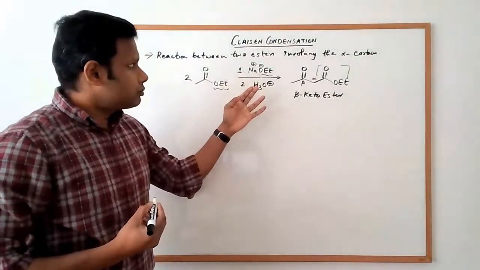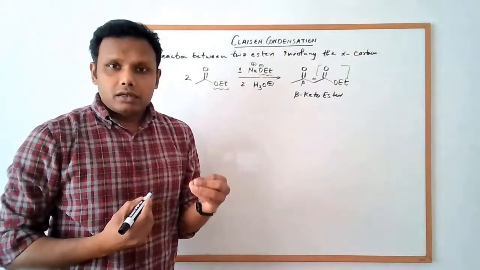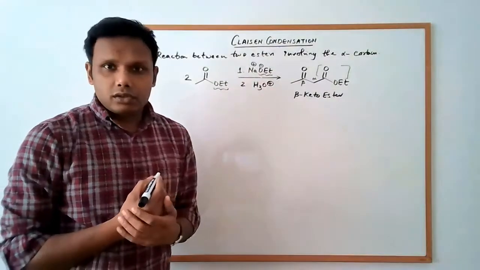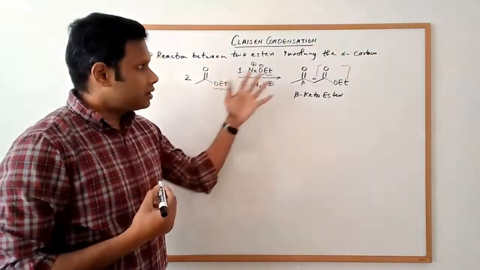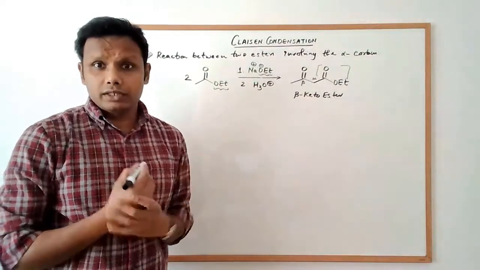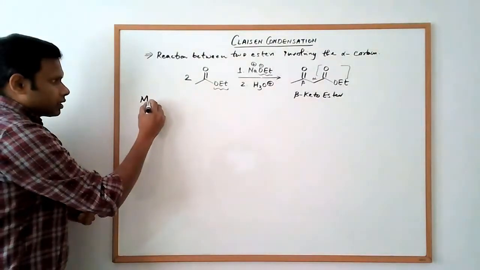Okay, so we do this in the presence of a base, and the reaction is followed by an acidic workup or an acidification step to complete the process. And that would give us the beta-keto ester as our product. So let's look at the mechanism of this reaction.